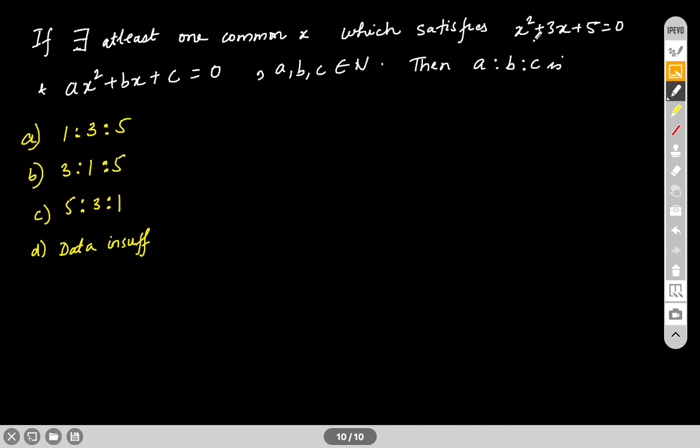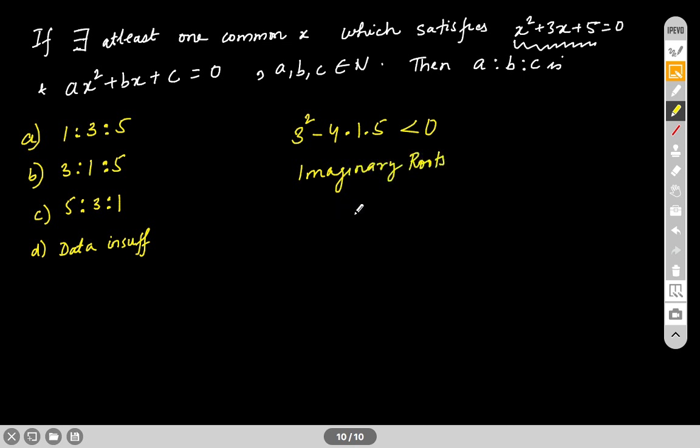See, what type of roots does this equation have? What is the nature of the roots? Wait. B square minus 4AC. Isn't it negative? Yeah. It's imaginary. That means it has imaginary roots. And since the coefficients 1, 3, 5 are all real, if one root is P plus IQ, the other has to be P minus IQ.